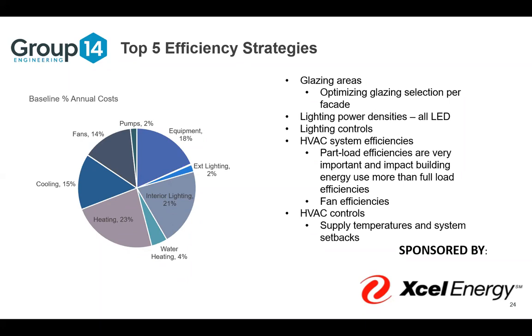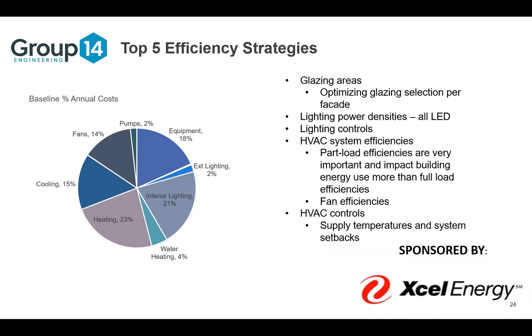So optimizing your glazing selection per facade and reducing glazing areas is what we have found to be one of the most important efficiency strategies. So when we look at a building that has that 70% window to wall ratio, we know right away that there's going to be a lot of additional energy efficiency within the lighting and HVAC that's required to really bring back down the building's annual energy costs.